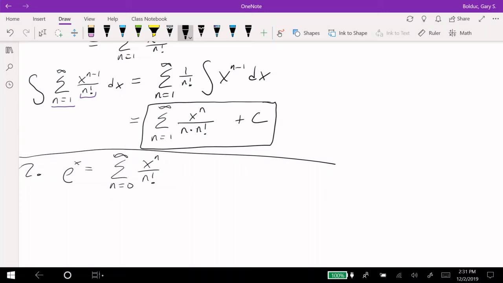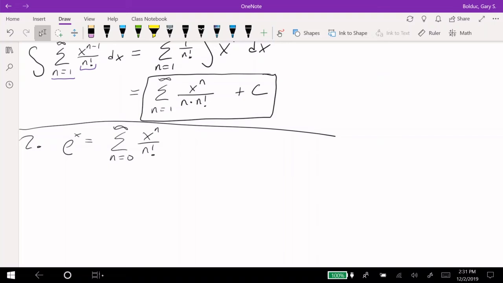Okay, so it just says use the first 6 terms, so let's just write them out. We already started doing this. This is 1 plus x plus x squared over 2 plus x cubed over 3 factorial plus x to the 4th over 4 factorial plus x to the 5th over 5 factorial. So that's 1, 2, 3, 4, 5, 6 terms.